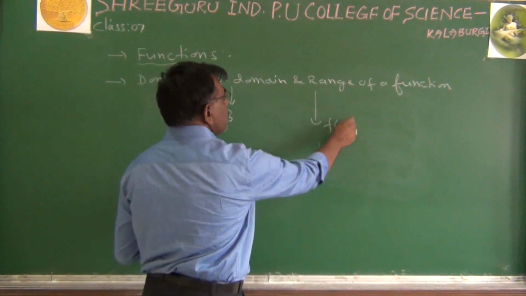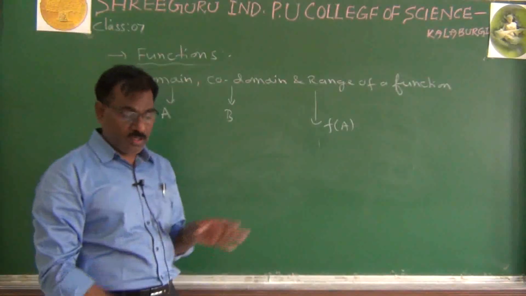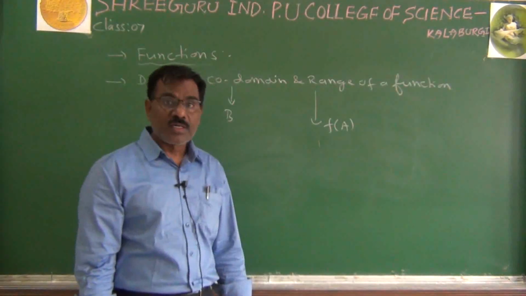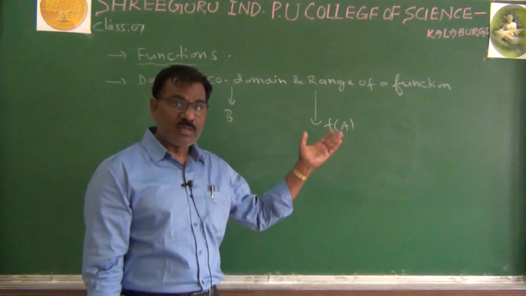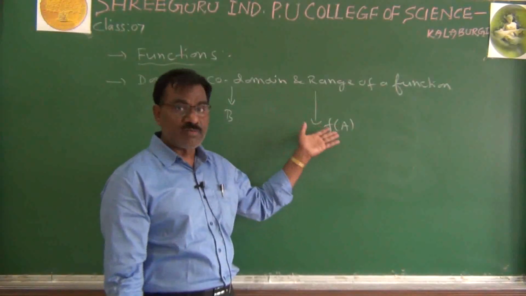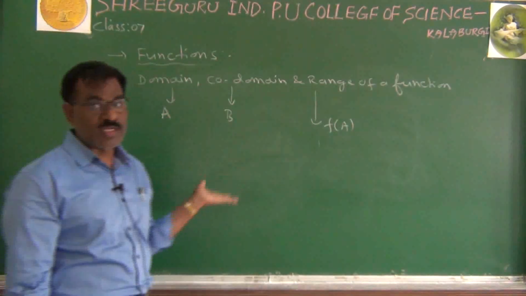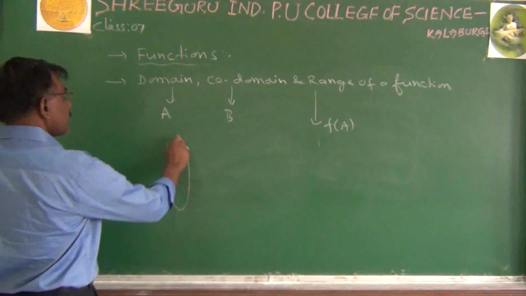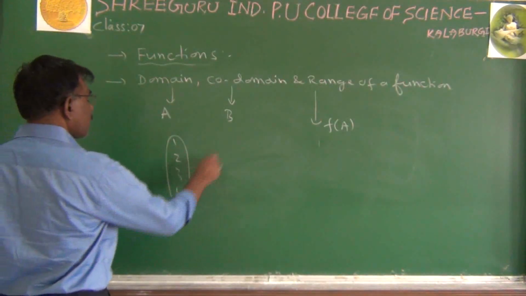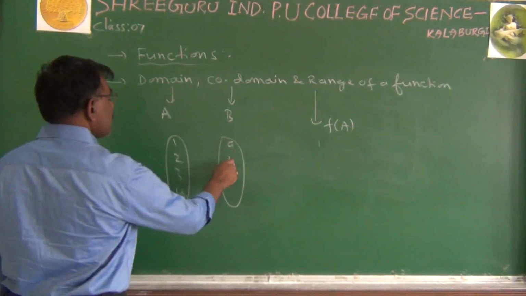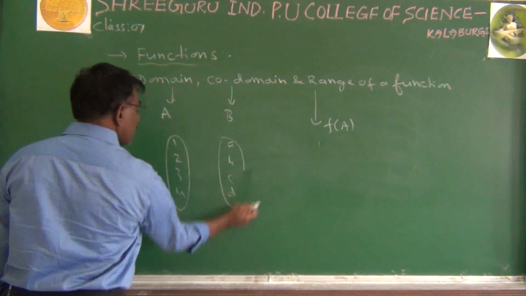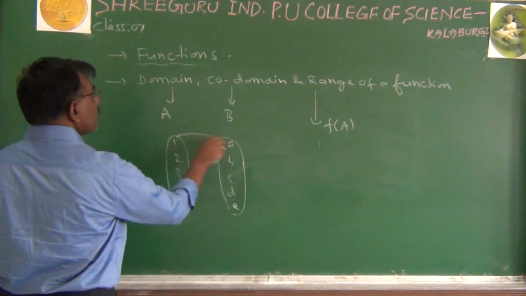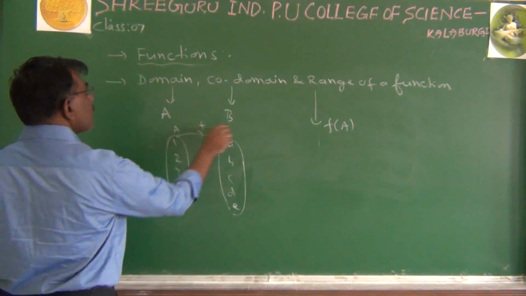Range is denoted by f of x. All the elements of set B associated by f, some function f, to some elements of set A. For example, this is 1, 2, 3, 4 and A, B, C, D and E. This is the function f from A to B.